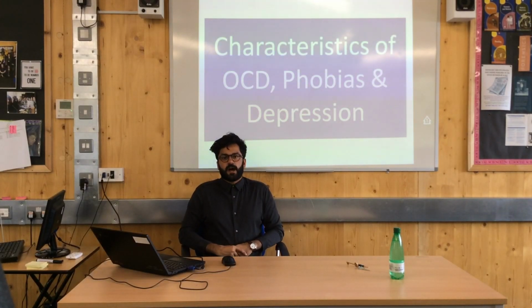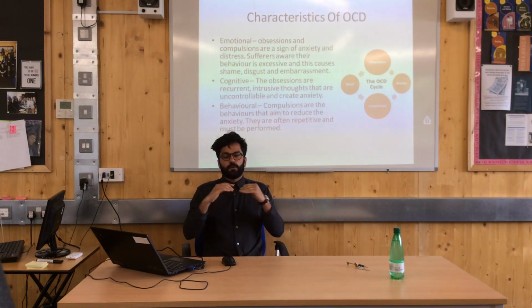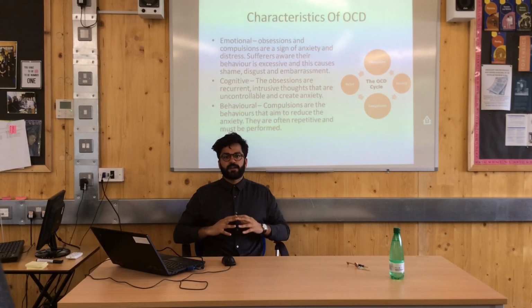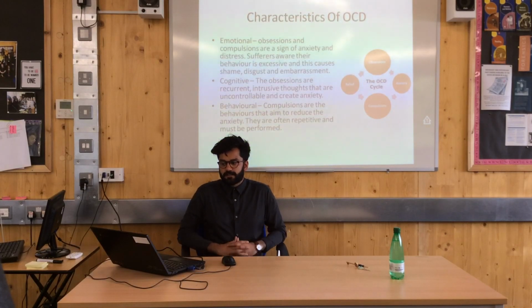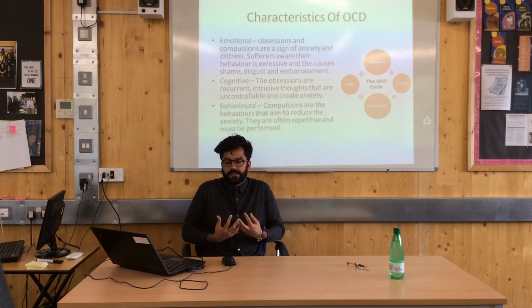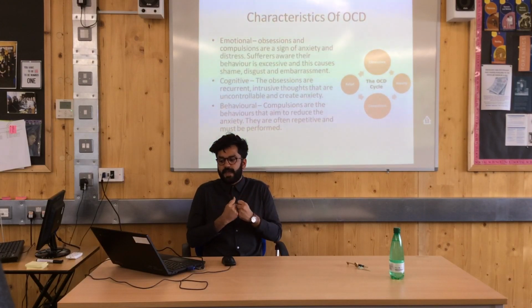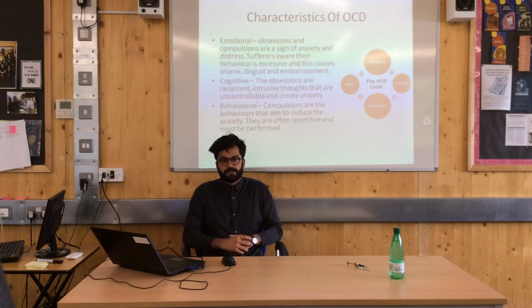The next thing we're going to look at are the characteristics of OCD, phobias and depression. Now, the characteristics of all three of those disorders are divided into emotional characteristics, cognitive characteristics and behavioural characteristics. Emotional characteristics for OCD are things such as obsessions and compulsions being a sign of anxiety. It's that feeling of anxiety, and sufferers are often aware that their behaviour is excessive. This causes them shame, disgust, sometimes embarrassment.